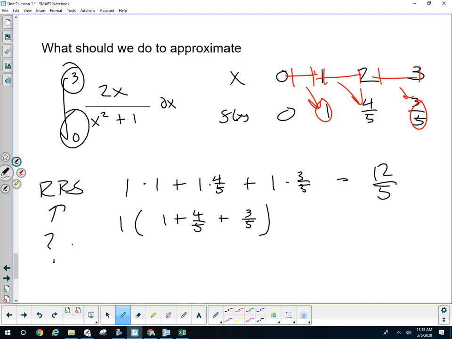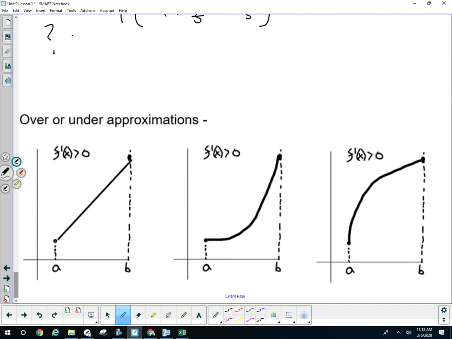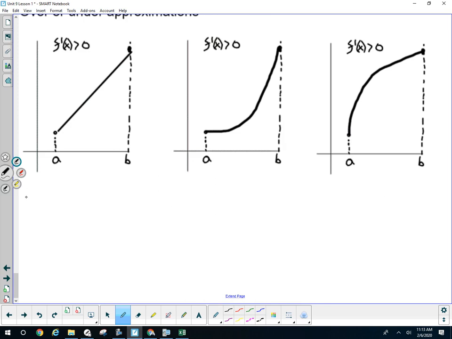Now, what we are going to do is not only approximate the area, but if we know certain characteristics of our function, we can say whether or not our area is over or under the actual. We are going to examine a right Riemann sum, a left Riemann sum, and a trapezoidal Riemann sum. Let me do this in different colors so that it's very clear. I'll do right Riemann sum in black, left Riemann sum in red, and a trapezoidal Riemann sum in blue.